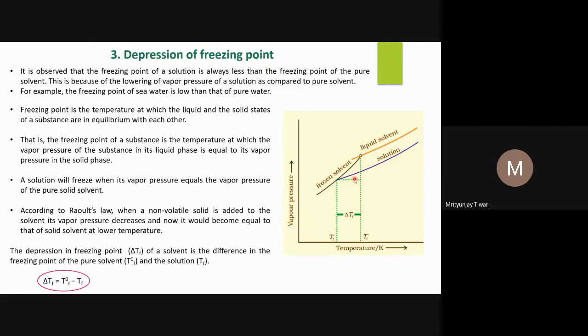If we focus on this graph first, before that, let us understand how the freezing point or melting point is defined. A freezing point or melting point is defined as the temperature at which the vapor pressure of the liquid and the vapor pressure of the solid become equal.